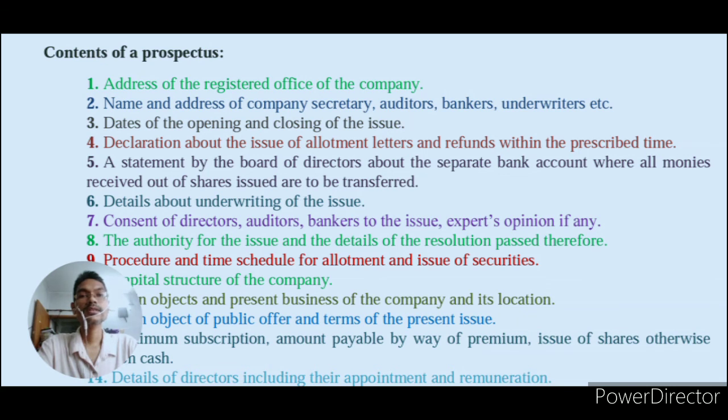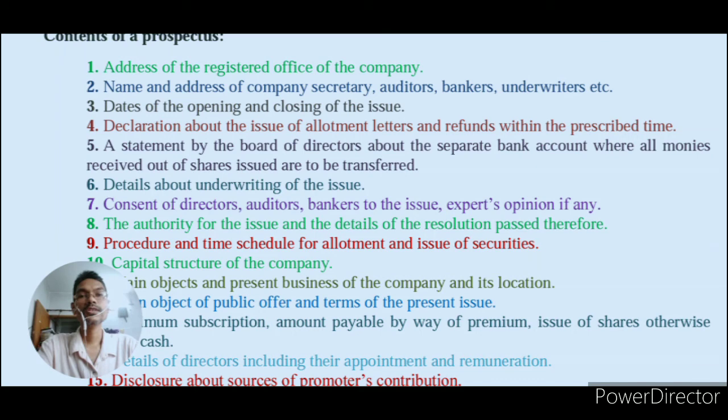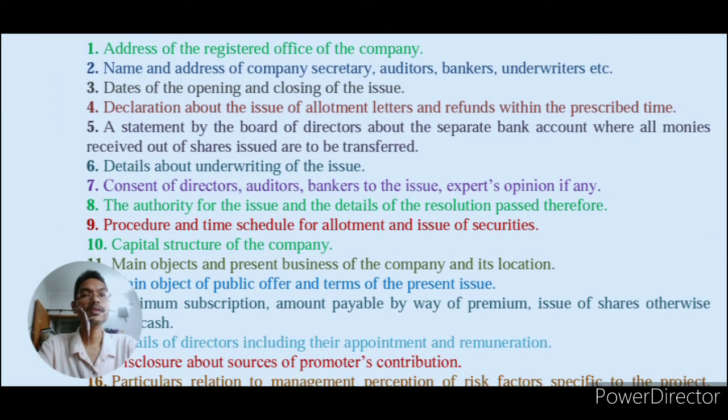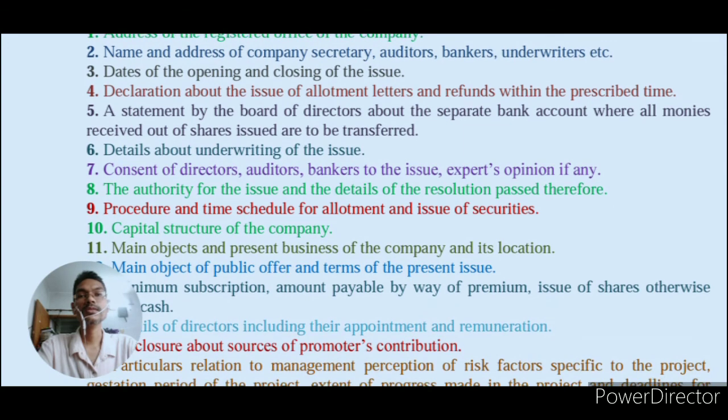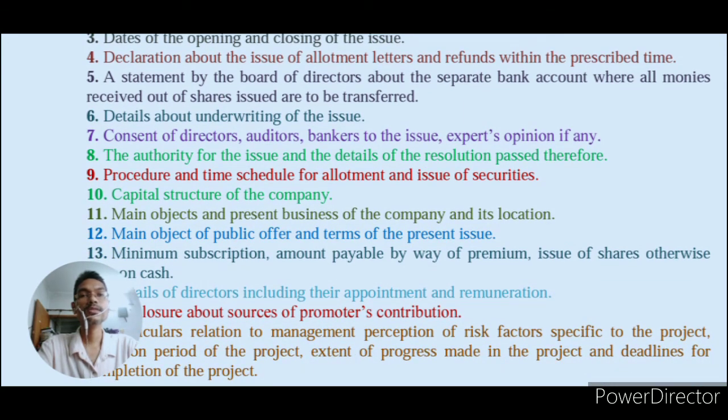1. Address of the registered office of the company. 2. Name and address of the company secretary, auditors, bankers and underwriters, etc. 3. Dates of the opening and closing of the issue. 4. Declaration about the issue of allotment letter and refund within the prescribed time. 5. A statement by the board of directors about the separate bank account where the application money received out of shares issued is to be transferred. 6. Details about underwriting of the issue. 7. Consent of directors, auditors, bankers, and other issue experts' opinion, if any.